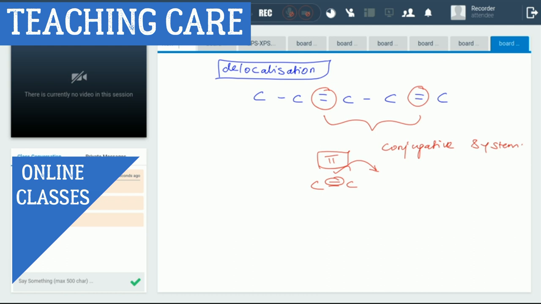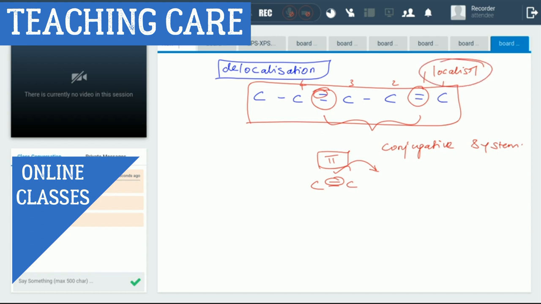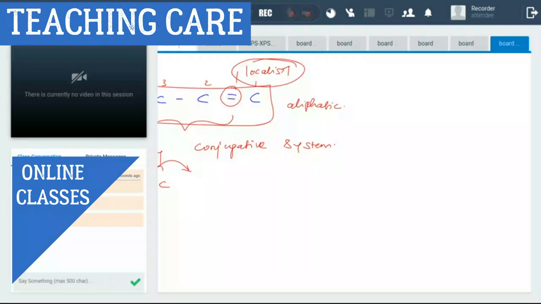But in aliphatic compounds, in the sense linear hydrocarbons, whenever they have a double bond, these electrons are localized, in the sense it is present in between the first carbon and second carbon. That's all. It does not move anywhere. Third and fourth, this bond is between third and fourth. Aliphatic in the sense the double bond which is present in the linear chain or in the branched chain.